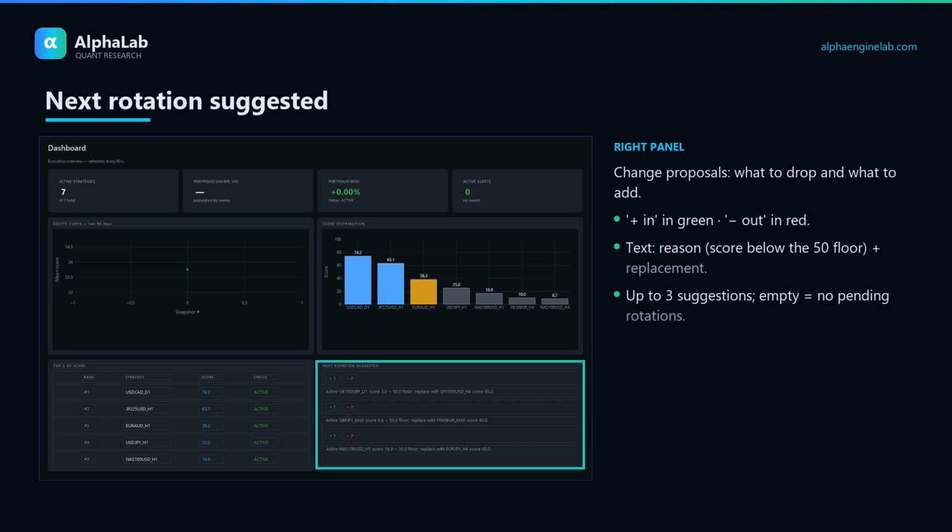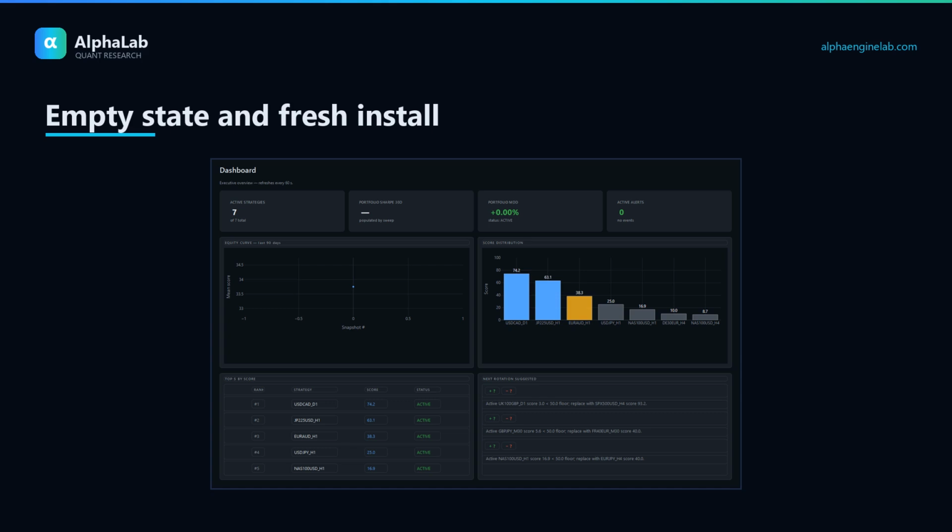When there's nothing to rotate, the panel stays empty and invites you to run the weekly discovery to look for fresh candidates. An important note for when you start from scratch. On a fresh install, with no portfolio yet, every panel shows a no data yet message instead of numbers. The cards will read 0 or a dash. The charts will ask you to run the live score, and the table and rotation panel will invite you to run discovery. It's not an error. The dashboard simply has nothing to show yet.